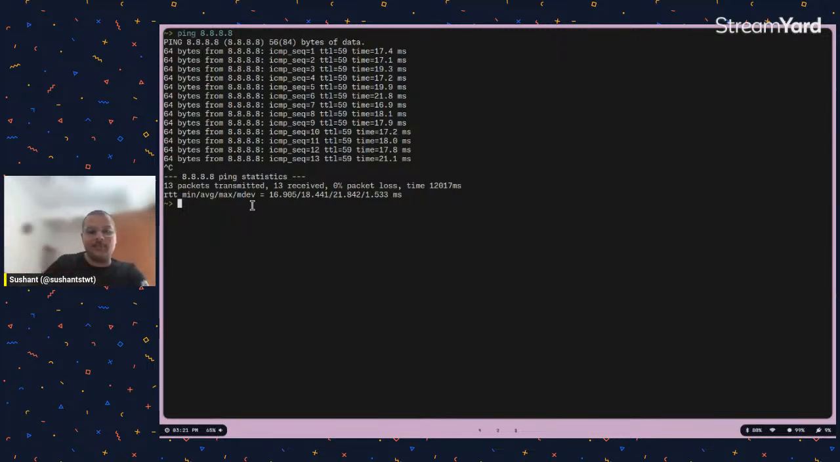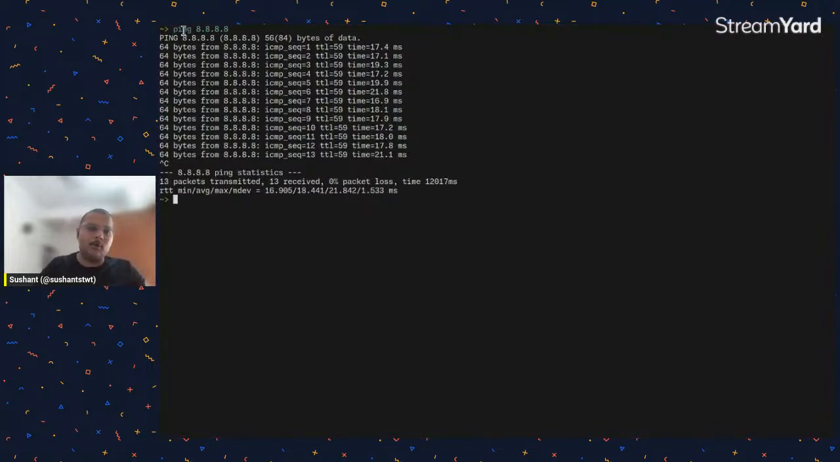Basically, Google has this server, or a lot of servers, which have this IP address of 8.8.8.8. It's used for DNS, but we won't talk about DNS. We will just try to decipher what all these things mean.